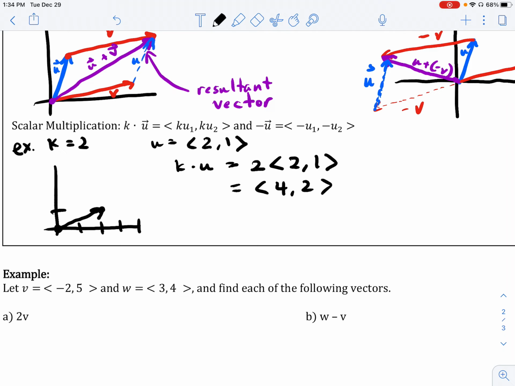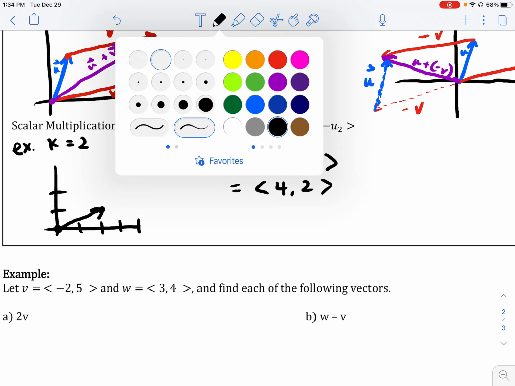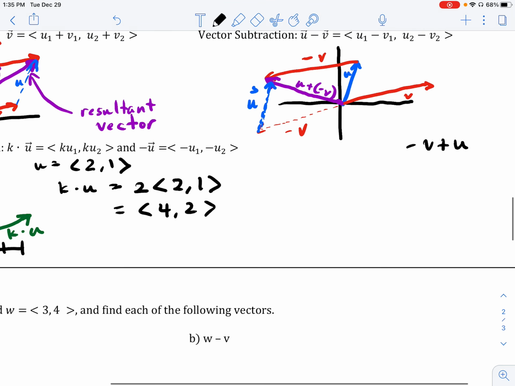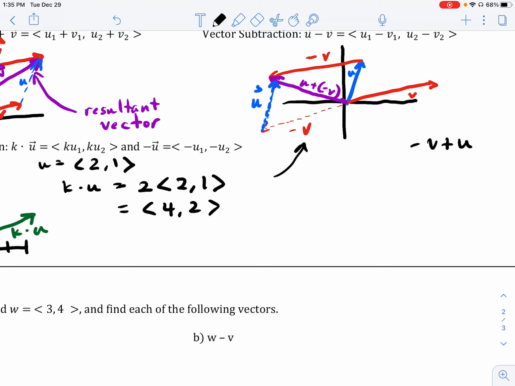And on our graph, what that looks like, let me just change the colors, k times u would be a vector that is going in the same direction. Its direction hasn't changed, but now it's twice as long as what we had before. So we had vector u, we multiplied it by the scalar 2. Now it's a vector going in the same direction, but it's twice as long. So that's what k times u would be. And I've already discussed that when we have a negative scalar, that negative flips the vector in the opposite direction, as we saw here. So to have a negative vector means we're going in the opposite direction.